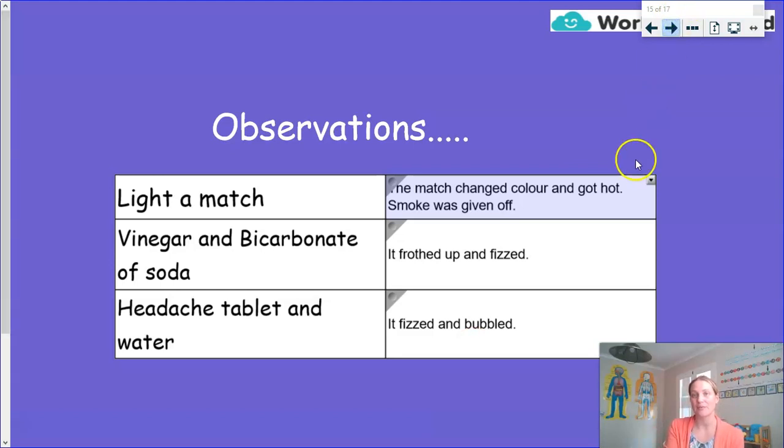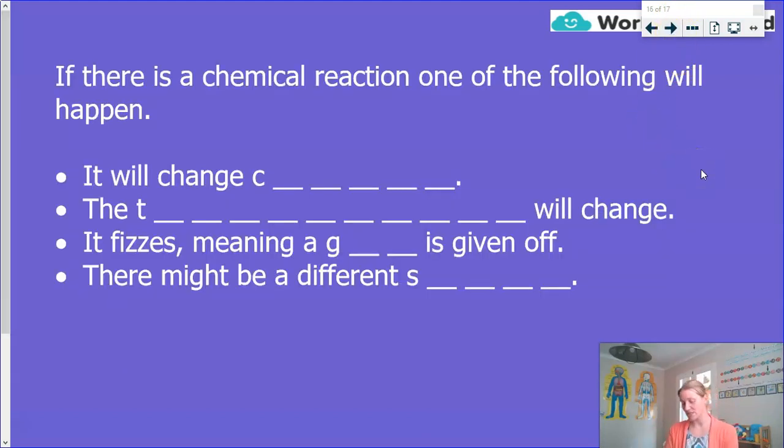So finally, as I said, our last objective for today would be to observe the changes and then come up with a list of at least 3 things that we can say happens when something irreversible occurs, when a chemical reaction occurs. So here, let's see if you can fill in my gaps. If there is a chemical reaction, one of the following things will happen. It will change. It fizzes, meaning a gas is given off, or there might be a different smell.